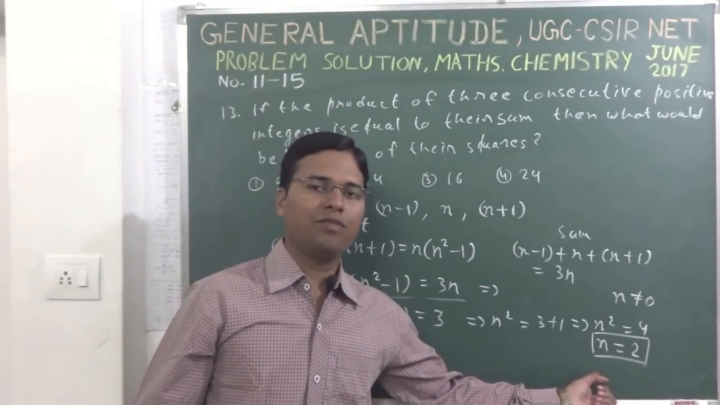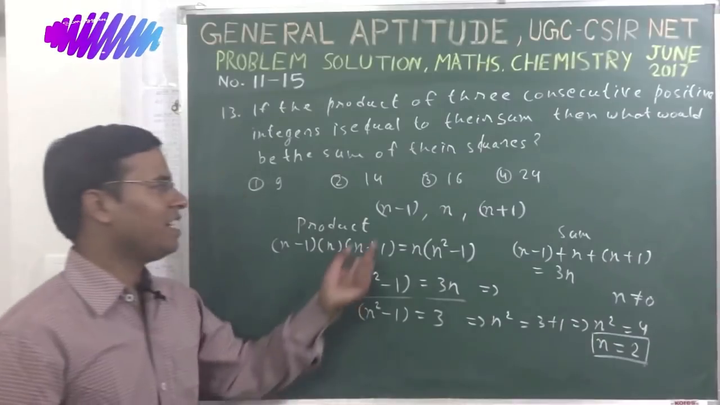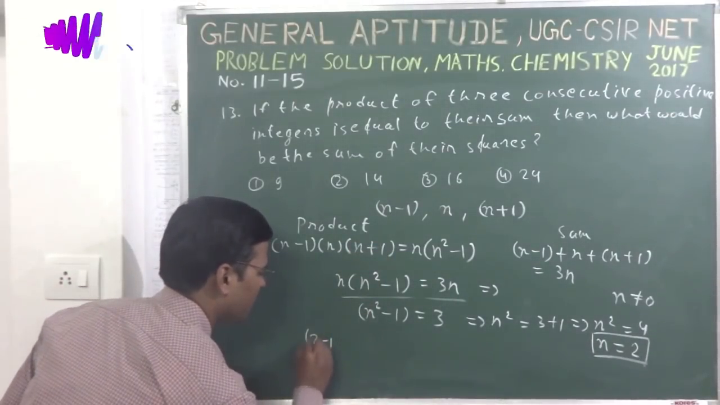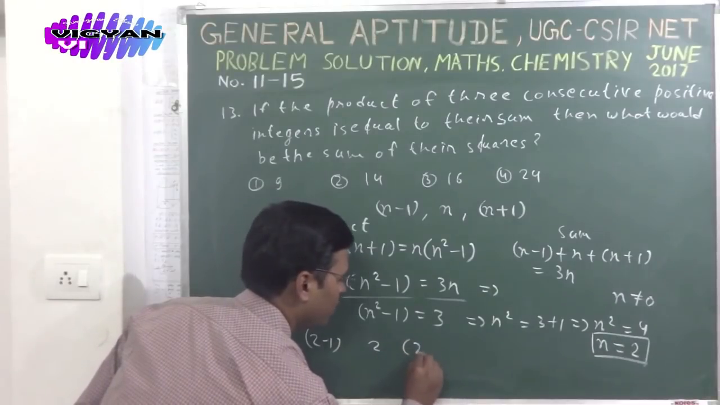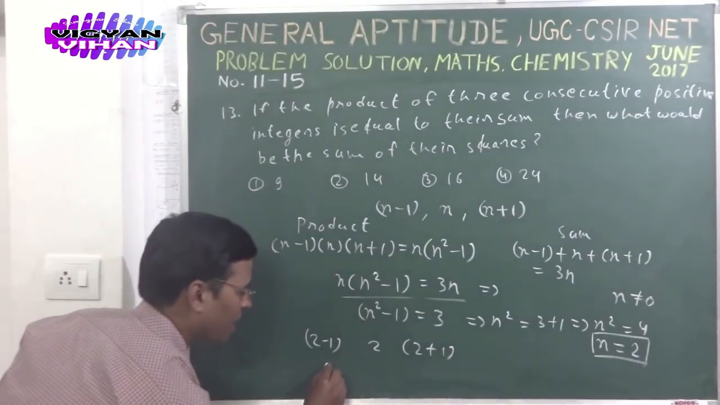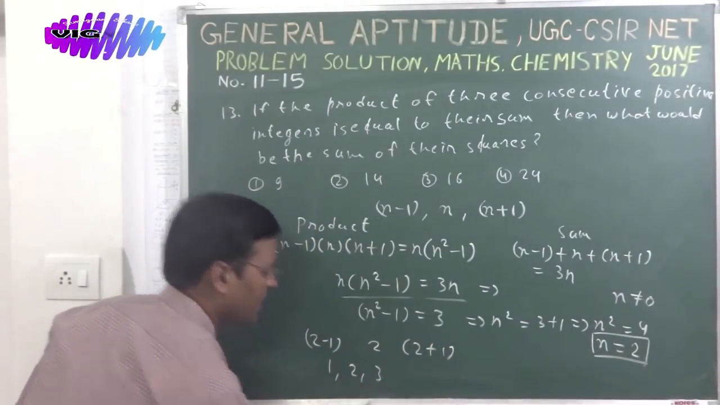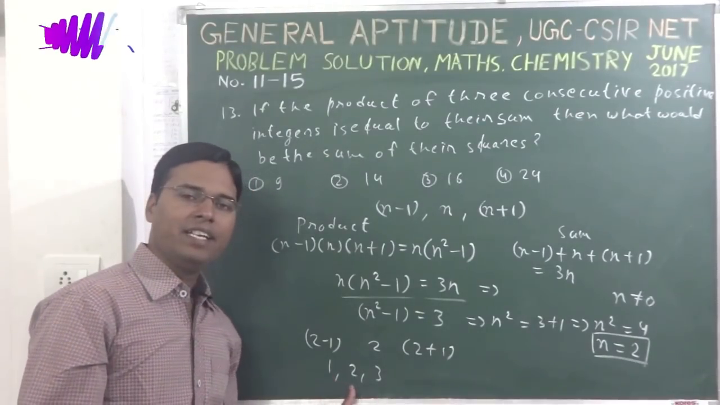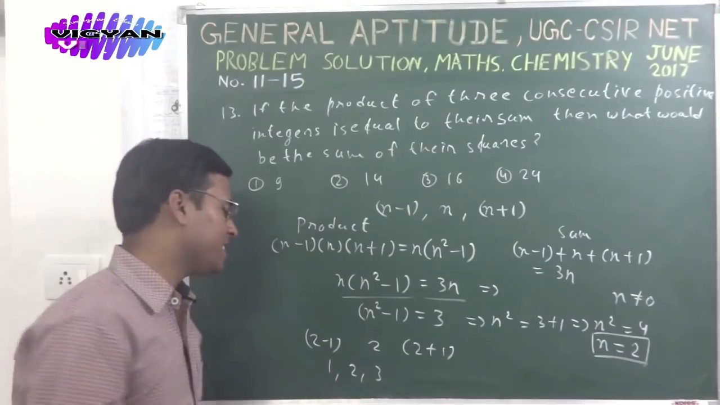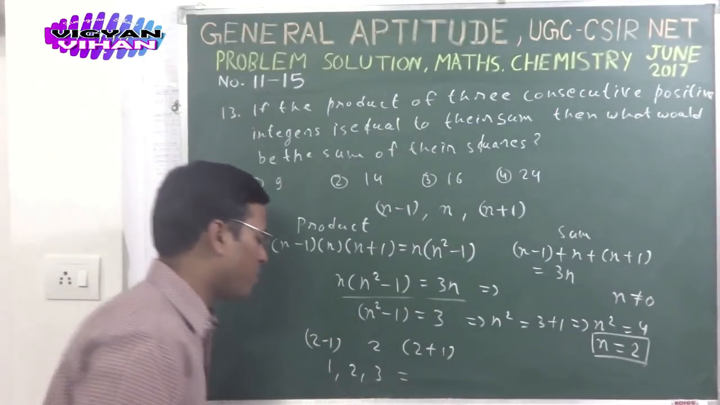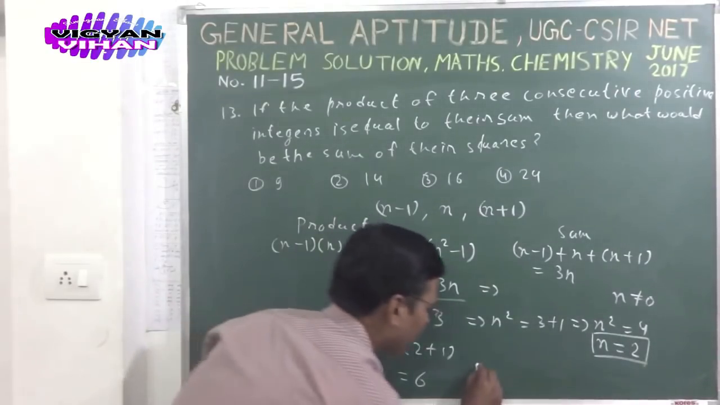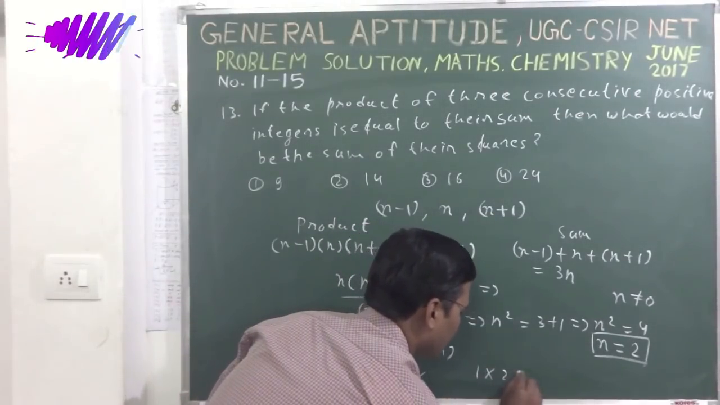Put the value of n, we will get the integers 2 minus 1, 2 and 2 plus 1. These are 1, 2, 3. You can check your solution by multiplying these integers with each other. The product is 6. The sum of these integers will also be equal to 6.